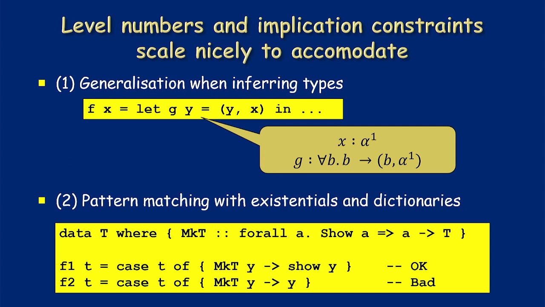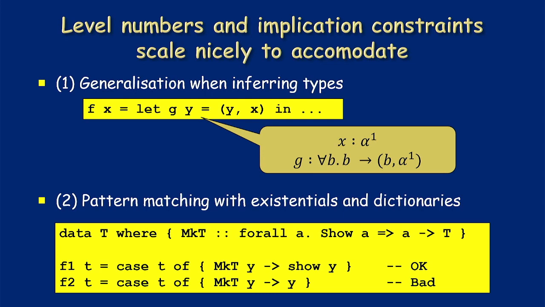Pattern matching with existentials and dictionaries. Here's a data type in Haskell. This is a type with no parameters, but inside, this data constructor has this funny polymorphic type, result type T, of course, but it binds an existential variable A and a dictionary, Show A.